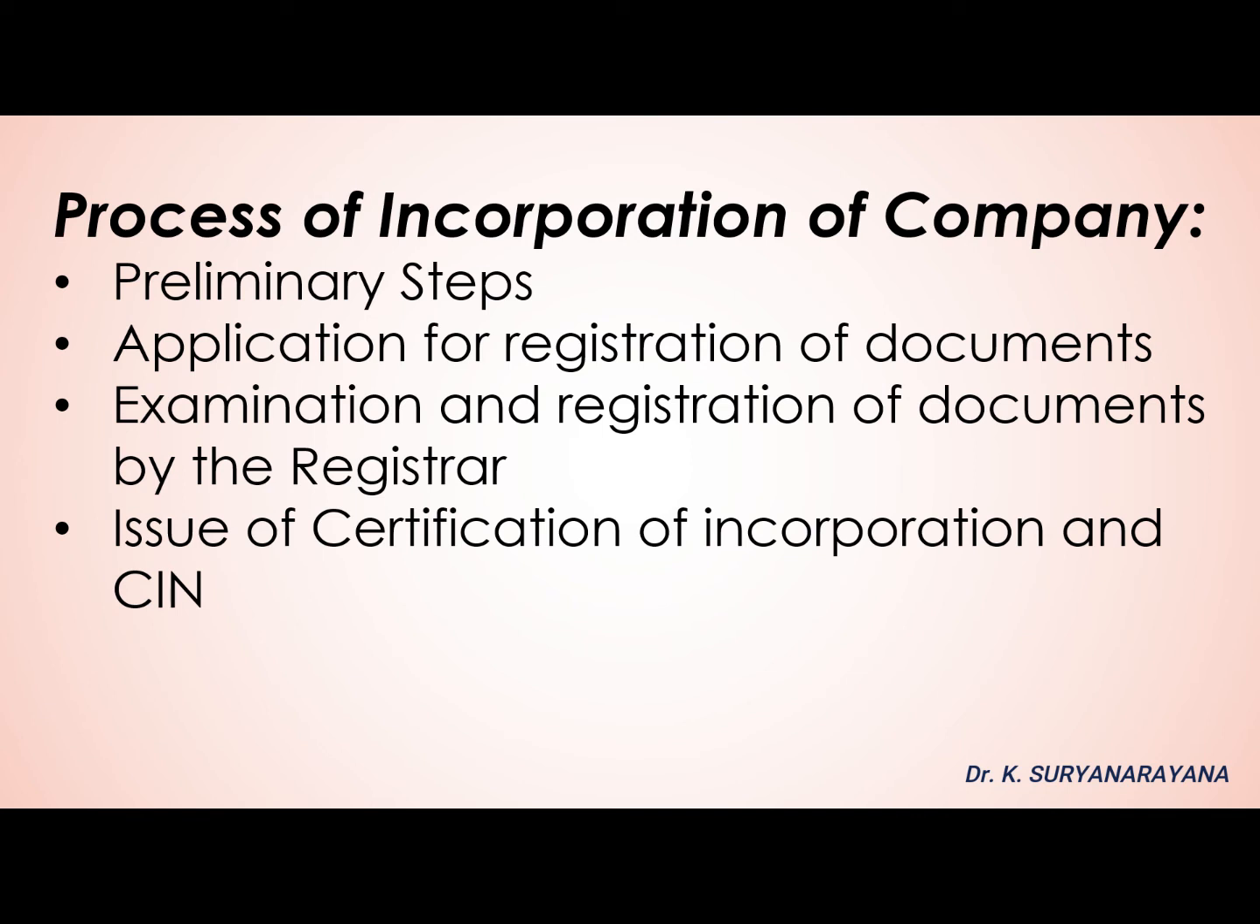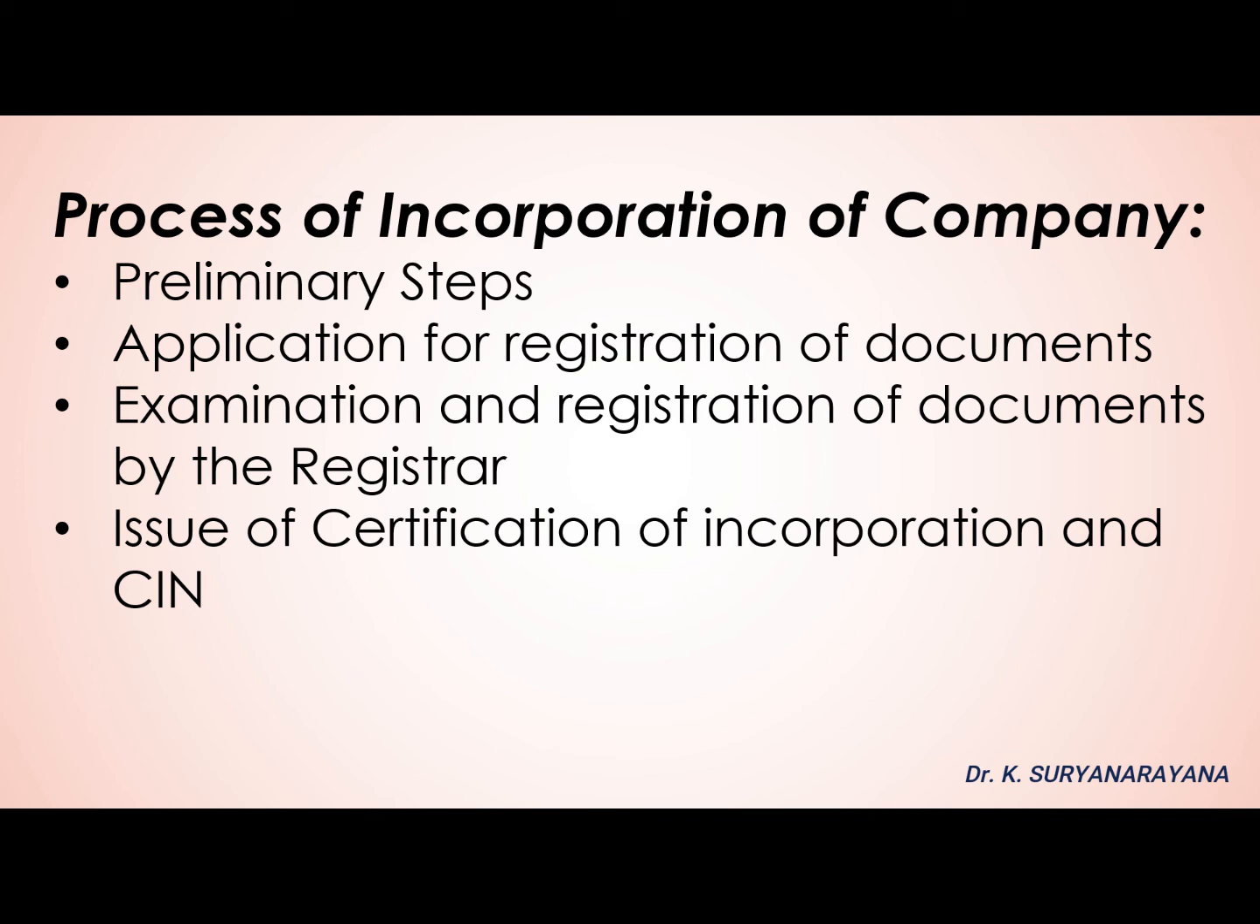Coming to the second step, which is called application for registration of documents. The following are the documents and information which are to be enclosed with the application. Notice of address for communication. The company applying for registration must enclose a document comprising the notice of the address for communication with the registrar. Memorandum of the company. The memorandum of association of the company with signatures of all subscribers must be submitted to the registrar. Approval from sectoral regulators.